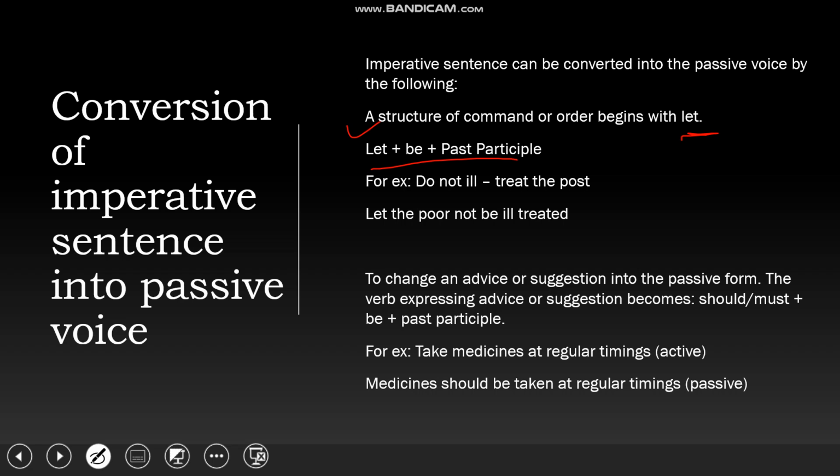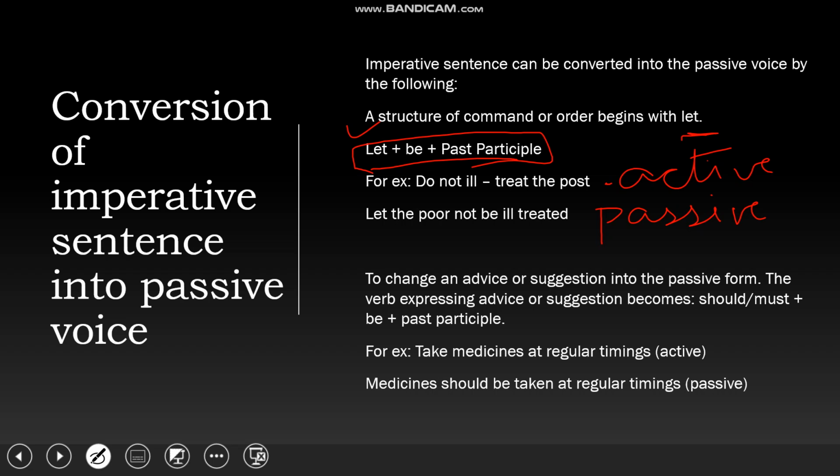Let's see how it is. Look at the sentence: Do not ill-treat the poor. When I change this particular sentence from active to passive, I will add a let. Let the poor not be ill-treated. I've used let plus the subject and then the not form, and then the be plus the participle form.